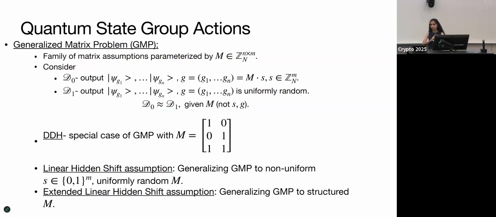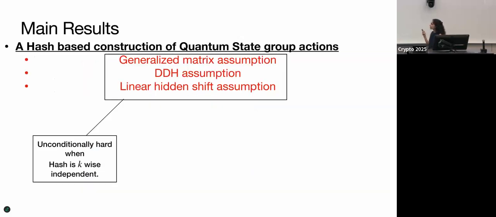These are all assumptions on classical group actions whose analogs we can get in the quantum group action setting. Okay, so the main results that we have are as follows. We come with a hash-based construction of quantum state group actions, and we prove that the generalized matrix assumption, which encompasses the DDH assumption and the linear hidden shift assumption, is unconditionally hard when our construction is instantiated with a KY-independent hash function.